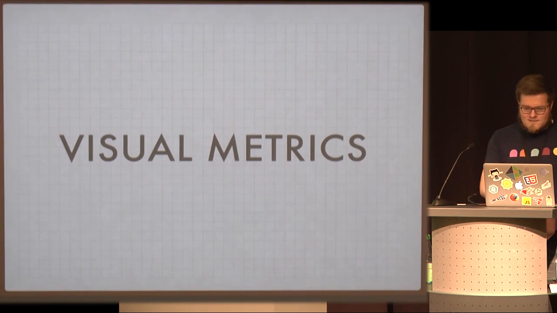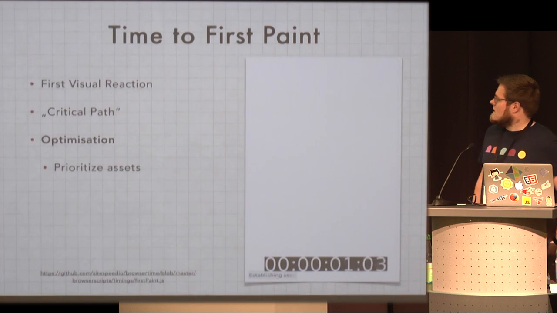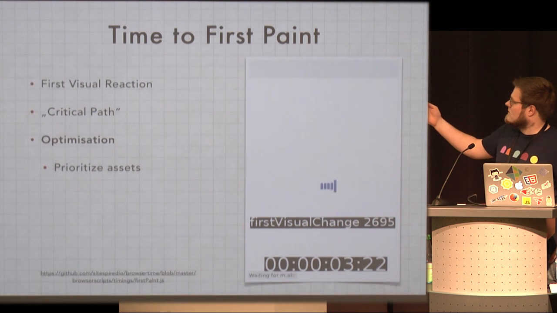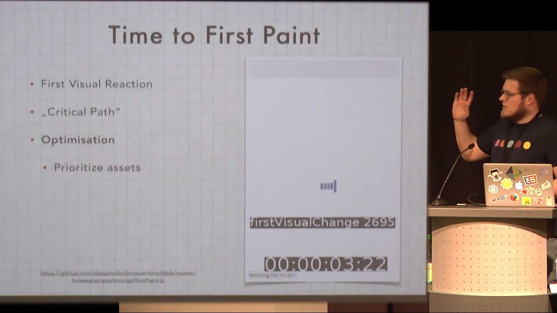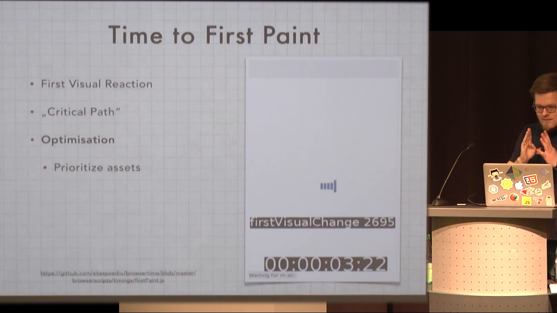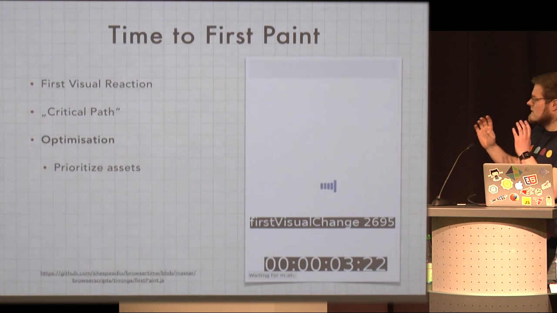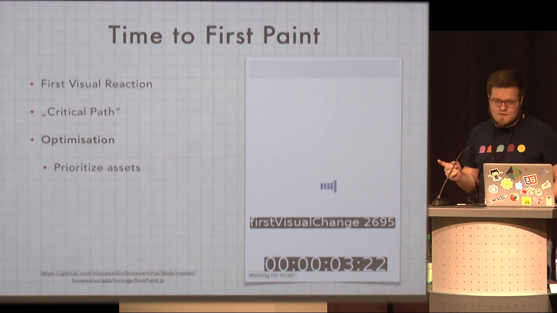More interesting are visual markers. This is time to first paint. As you can see, time to first paint is the time the browser needed to draw the first pixel on the page. A few browsers, Microsoft browsers, support this as an API natively.